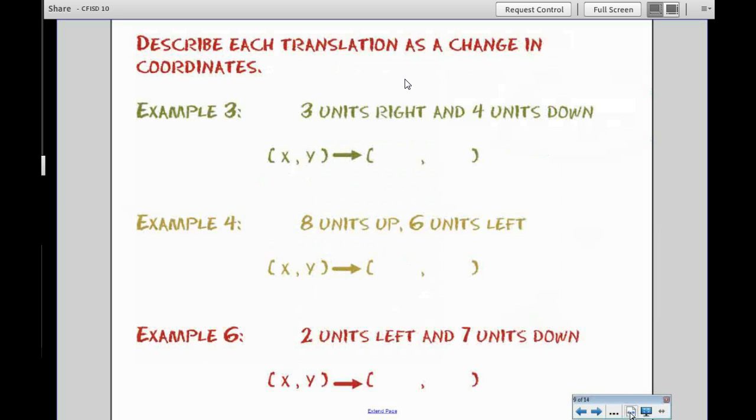Describe each translation as a change in coordinates. Brandon, do number 3. Hussein, do number 4. Quan, do number 6. I don't know where number 5 went. Weird. So, Brandon, Hussein, and Quan, ready when you are.